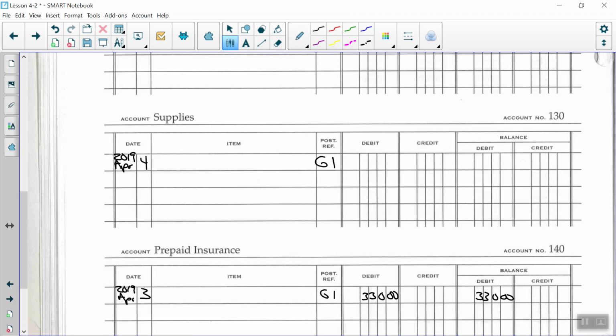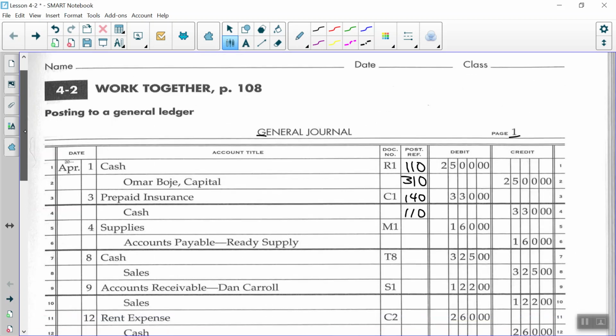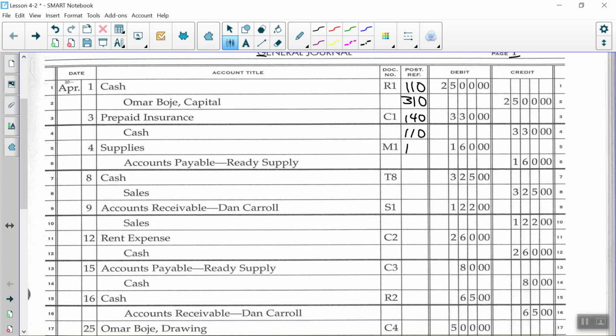How much do we buy in supplies? 160. What's our balance? Debit of 160. All right, hopefully that's recording again. So what did I get? Did we get that in there? So now we got to take 130 back to the first page and put that here.